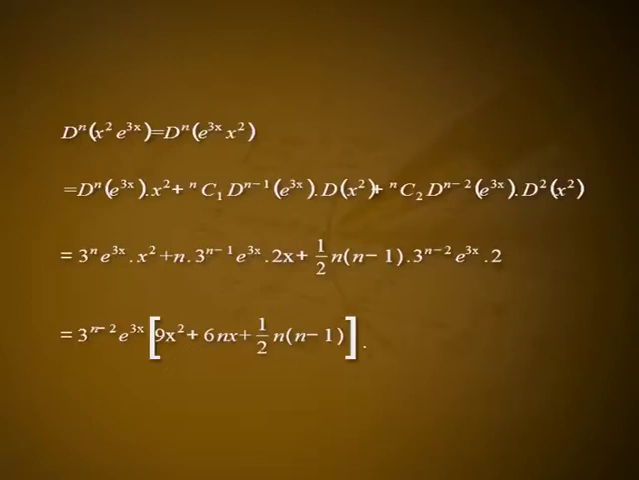The nth derivative d^n of x square e^{3x} is equal to d^n of e^{3x} into x square, which is equal to d^n of e^{3x} into x square plus nC1 d^{n-1} of e^{3x} into d of x square plus nC2 d^{n-2} of e^{3x} into d square of x square, which is equal to 3^n into e^{3x} into x square plus n into 3^{n-1} into e^{3x} into 2x plus 1 by 2 into n into (n-1) into 3^{n-2} into e^{3x} into 2, which is equal to 3^{n-2} into e^{3x} into (9x square plus 6nx plus 1 by 2 n into (n-1)).